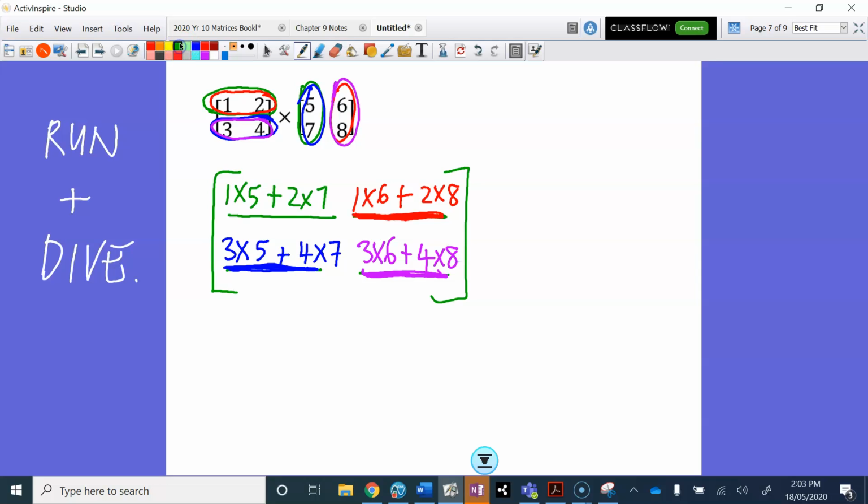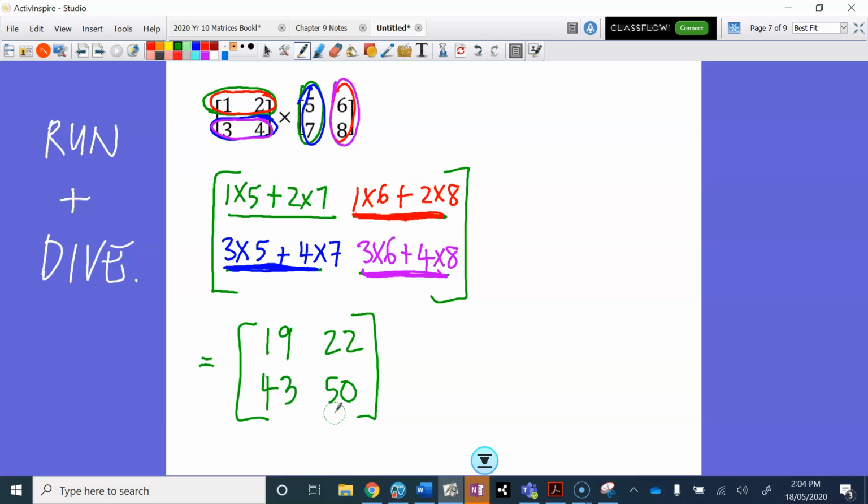So now it just becomes a simplification. 5 plus 14, 6 plus 16, 15 plus 28, 43 I think, and then 18 plus 32. So my answer looks how I suspected it would look, but quite a complicated calculation to get to the final answer.